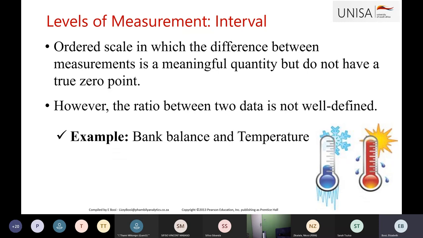Temperature is one of them. Bank balance. Your bank balance can go into a minus. So it can also become an interval. Your bank balance can become an interval, because if you are left with 25 rand in your bank account, and then the bank charges you services and interest and all that, your bank balance goes into a deficit, into a minus, and then that turns it into an interval scale of measurement for that numerical data that you have.